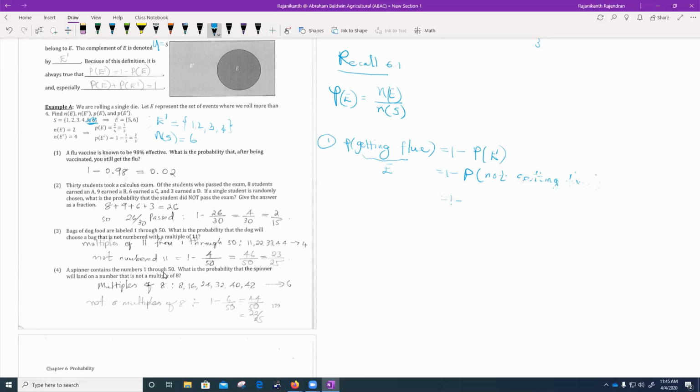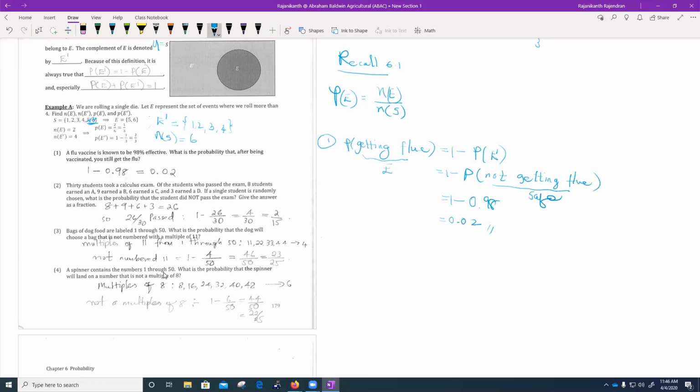The formula says that the chance of not getting flu, in other words, we are safe. So the probability of being safe is 98%, which is 0.98. If you subtract from 1, you will get the chance of getting flu, that is 0.02. Okay.